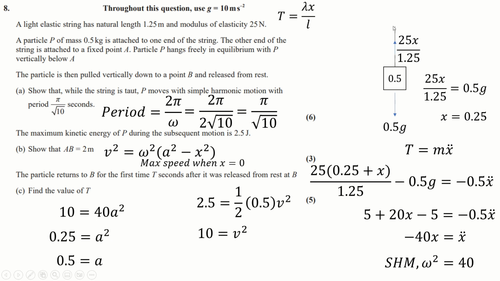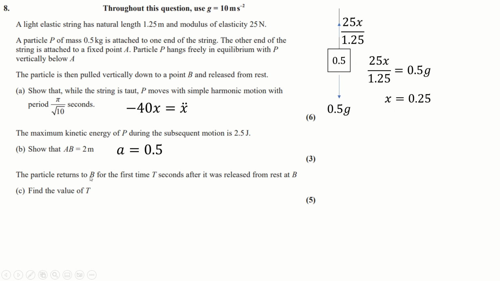Now, A to B is what they're asking for. The natural length is 1.25. The equilibrium point was another 0.25, so that takes us to 1.5. And then we have an amplitude of 0.5, that takes us to the full 2 meters that they wanted us to get. Apologies for having such a mess on the board here. I'm about to delete it all, I think.